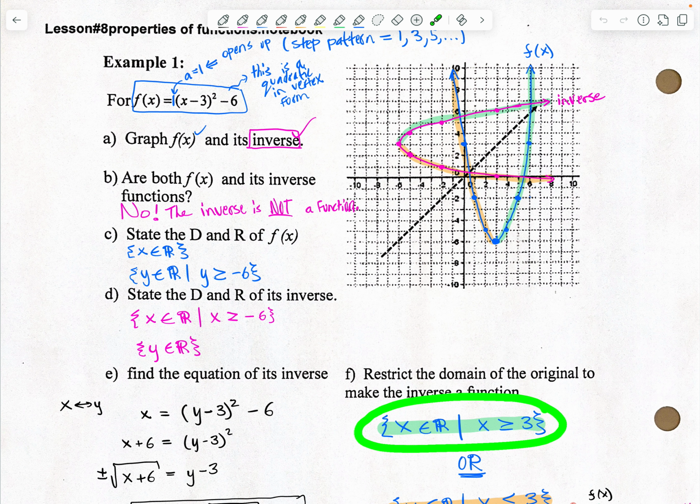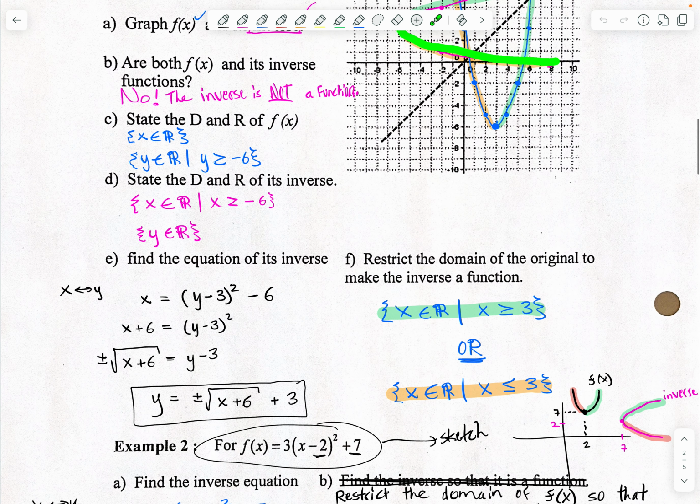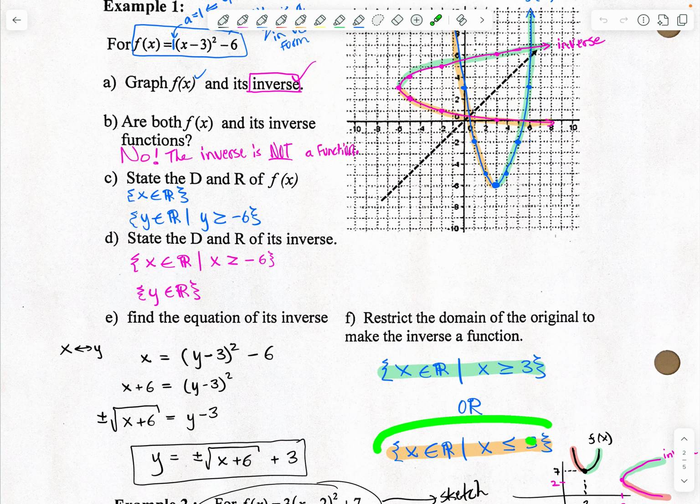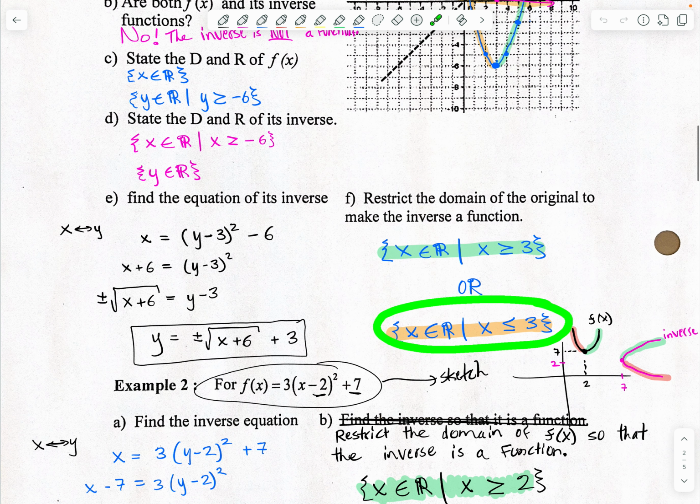Or if I wanted to, I could take the left side. If I took the left side, I would get the bottom part right here. So the left side would be x smaller or equal to 3 in the original function, which would correspond to y smaller or equal to 3 in the inverse, and that would give me a function as well. So like this. And that's it.